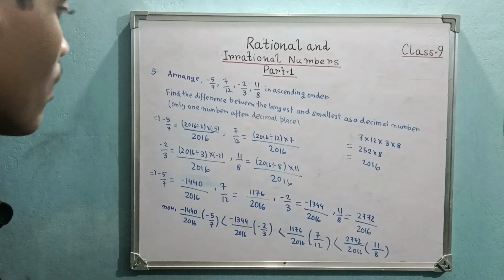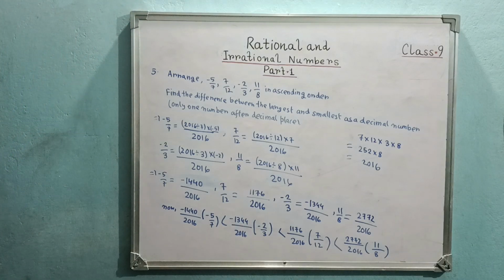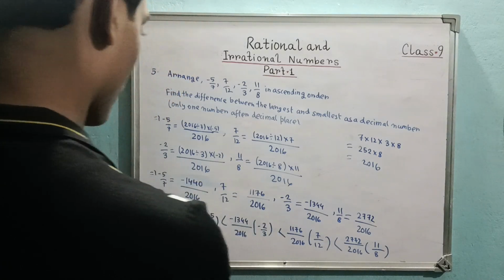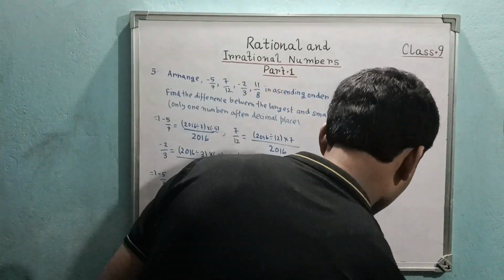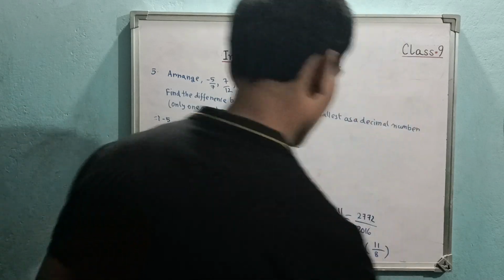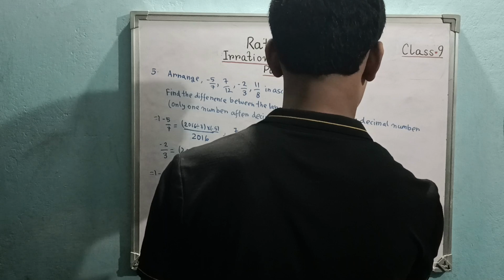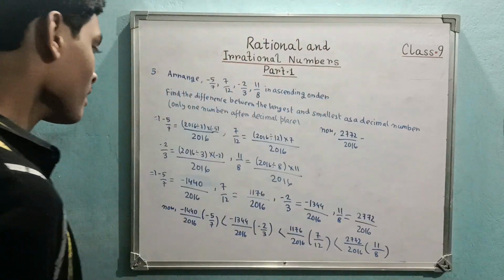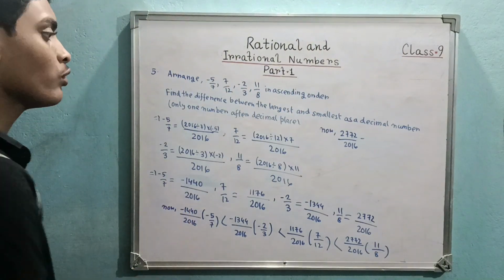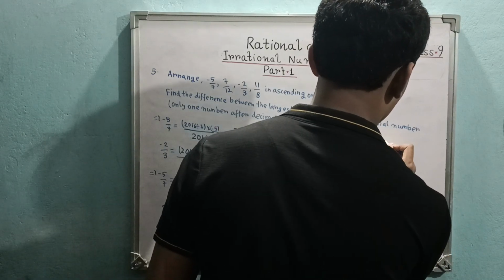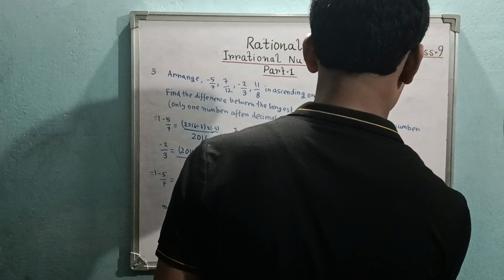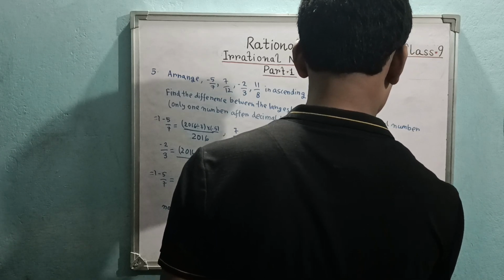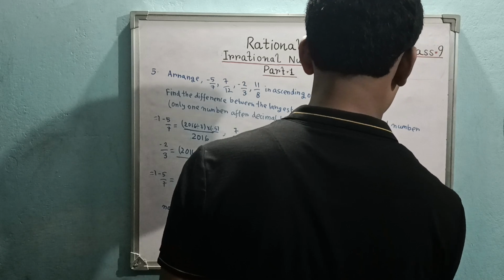Okay. Now what they have told us is, find the difference between the largest and the smallest as a decimal number. So the largest is this one, 11 by 8, and the smallest is this one. So now I am writing directly the largest, 2772 by 2016, minus the smallest, which is minus 1440 by 2016. This minus will become plus, equal to 2772 plus 1440 by 2016.